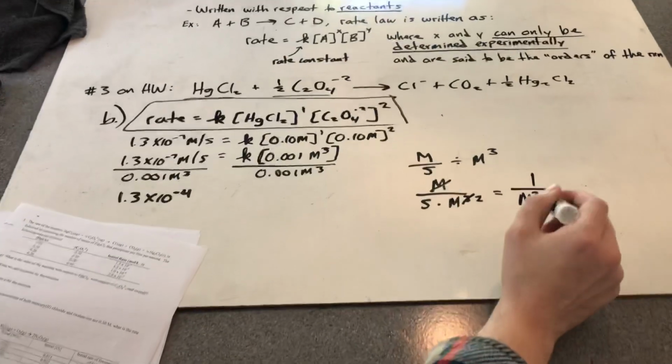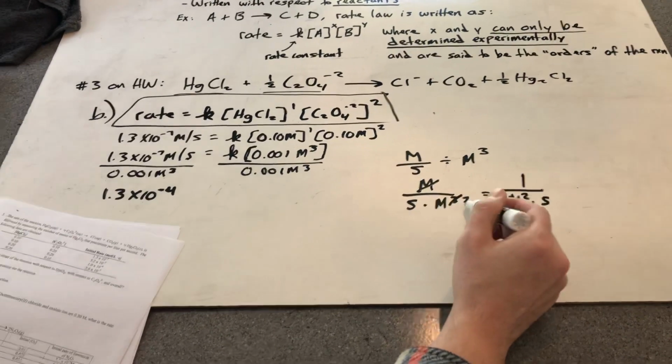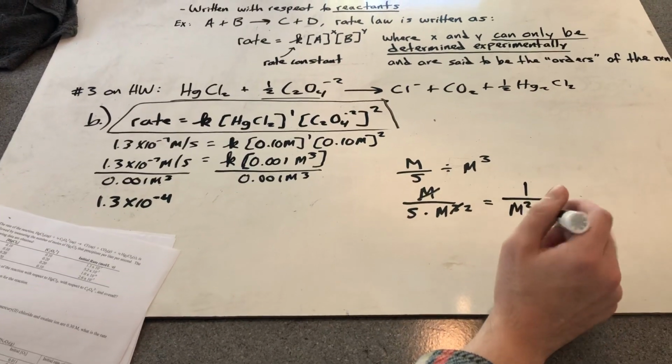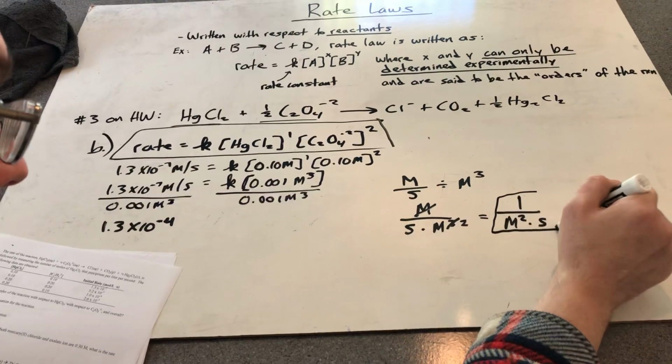We switch this around simply because molarity usually comes before seconds. But if you left it as second times molarity squared, that's perfectly fine as well. That would be acceptable because the units are correct. But this would be like the traditional way of reporting the units.